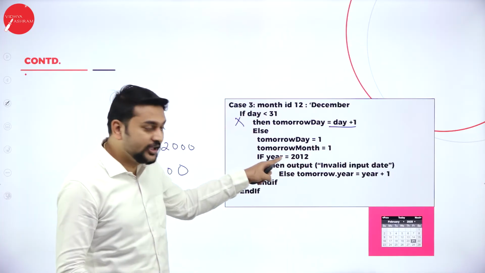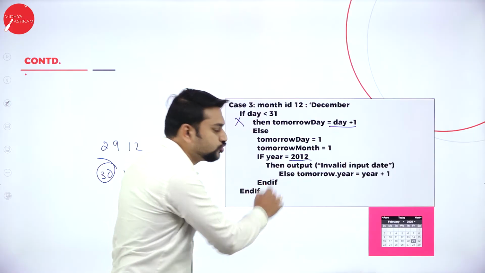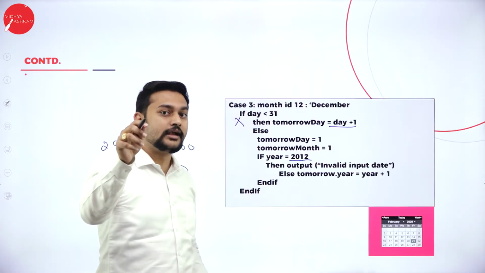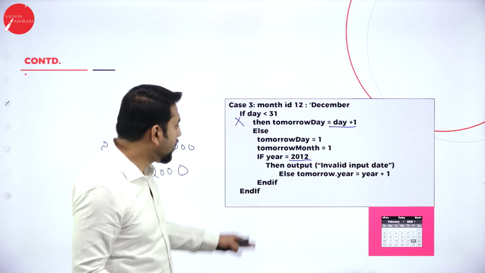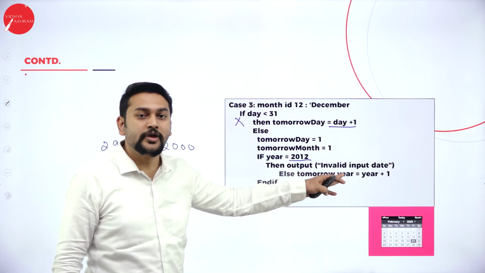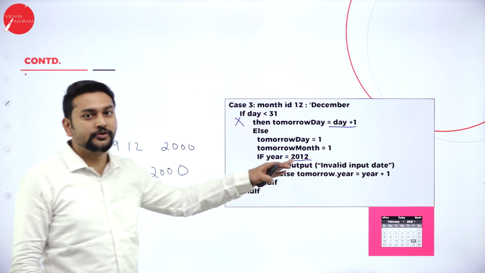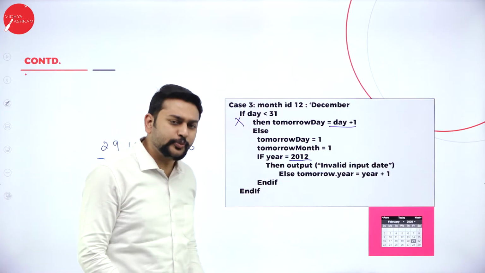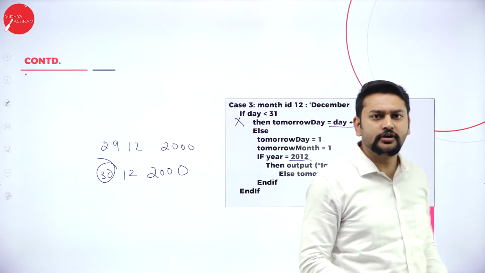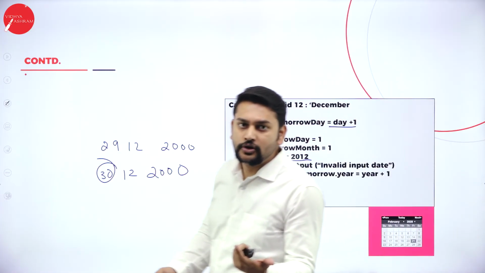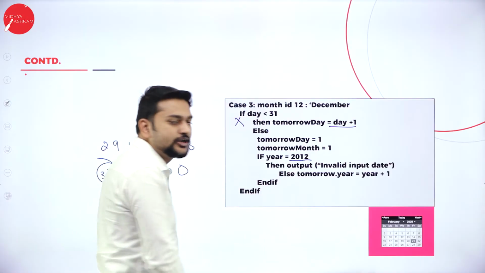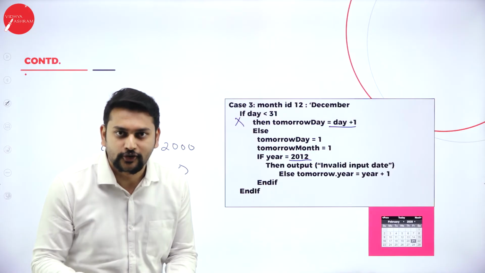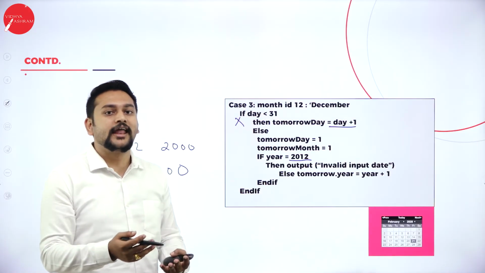Then if year is 2012, then invalid input date, because I have given that less than 2012. That's why I will make it invalid. That's what you need to observe. Please check. All right, sir, you can ask me, suppose I have entered 2013, 14, what should I do? What you should do is just change the condition. That's it. Less than or equal to? No, guys, greater than or equal to.